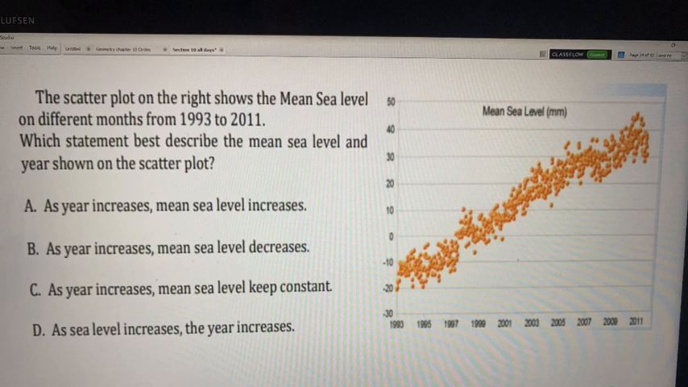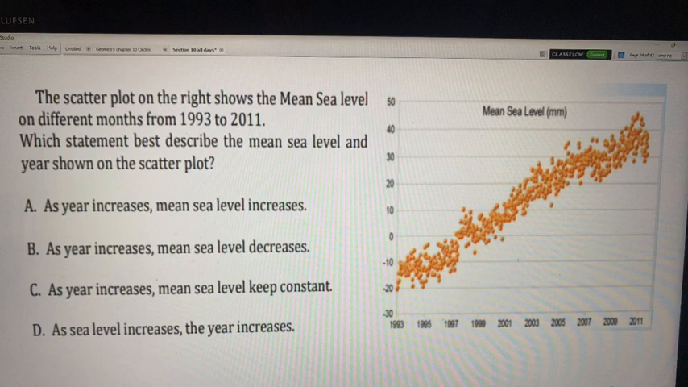The scatter plot on the right shows the mean sea level on different months from 1993 to 2011. Which statement best describes the mean sea level and the year shown on the scatter plot? So I'm looking there, and wow, there's a lot of points on that scatter plot. A, as the year increases, the mean sea level also increases. Well, kind of looks that way.